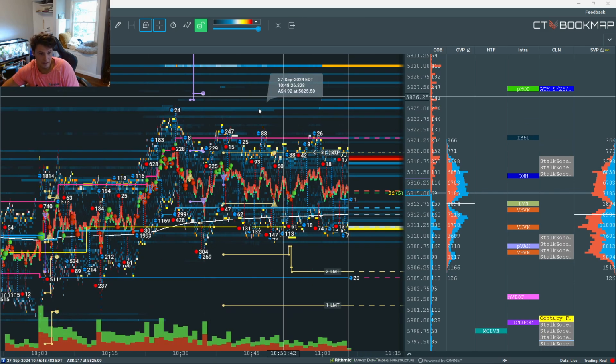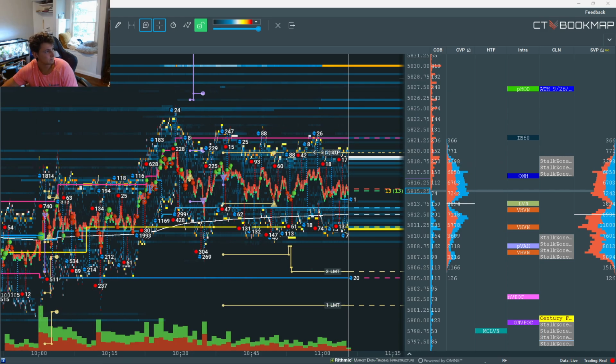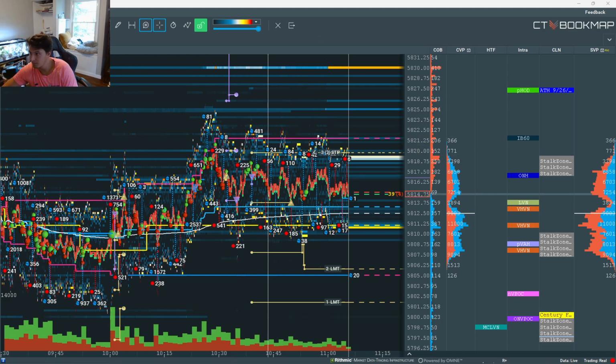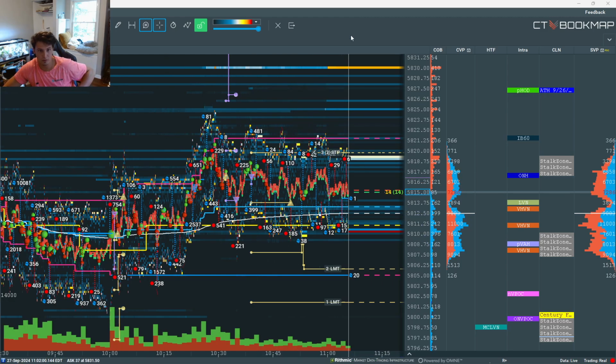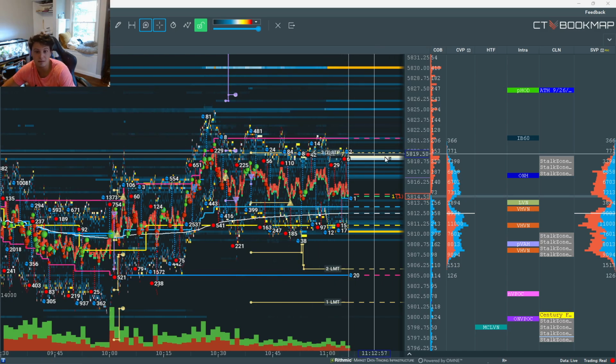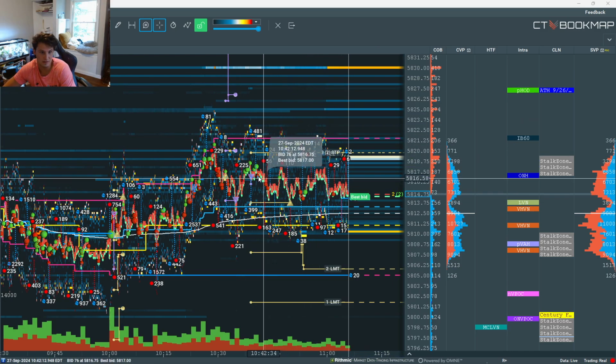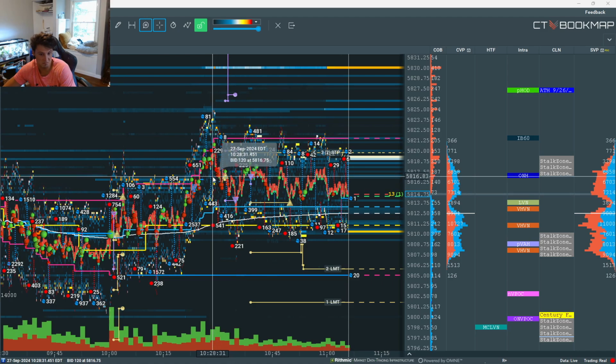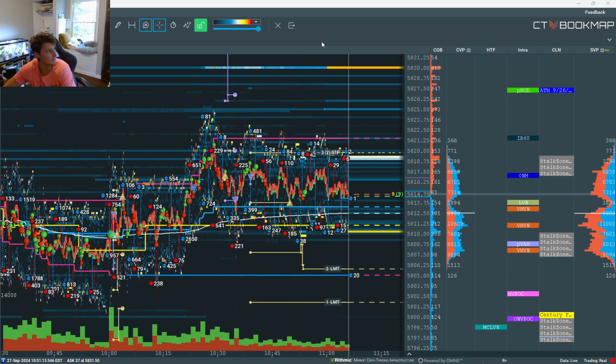This is a very important distribution. Whatever happens out of here, random, we are accounting for this auction either being too high or too low, and for the market to potentially use it as support or resistance, very likely, because this consolidation has been occurring for 45 minutes.